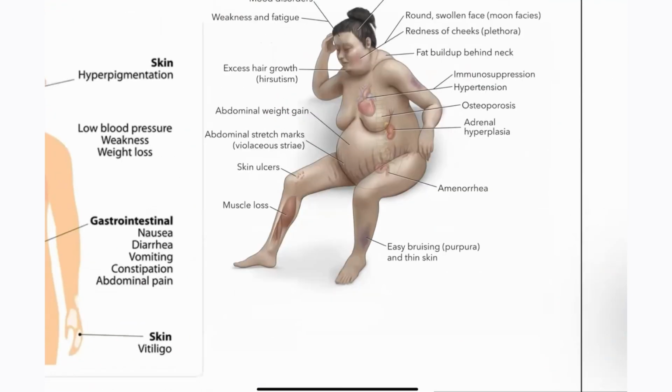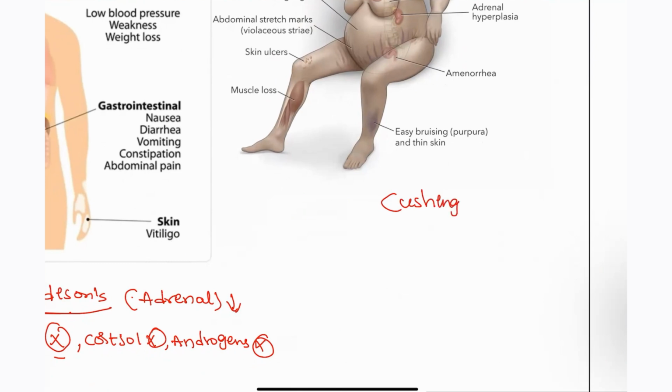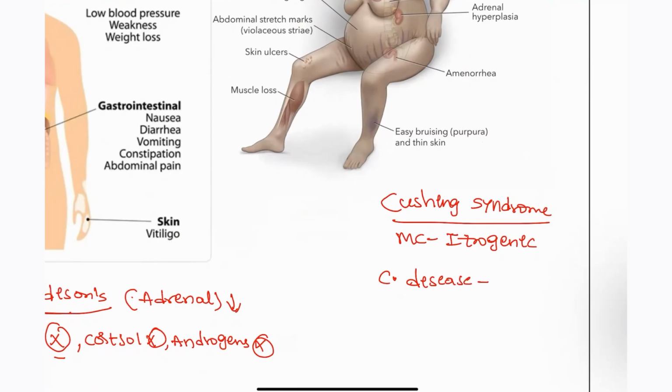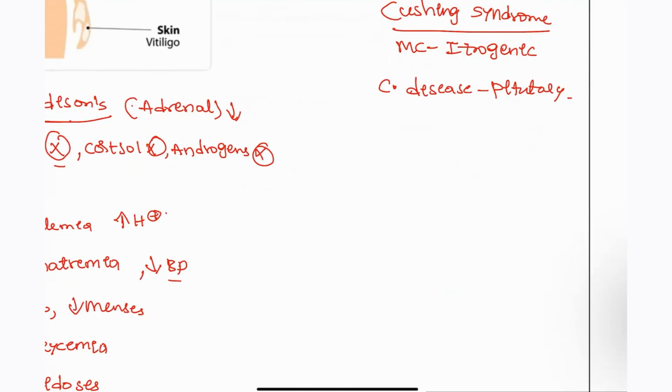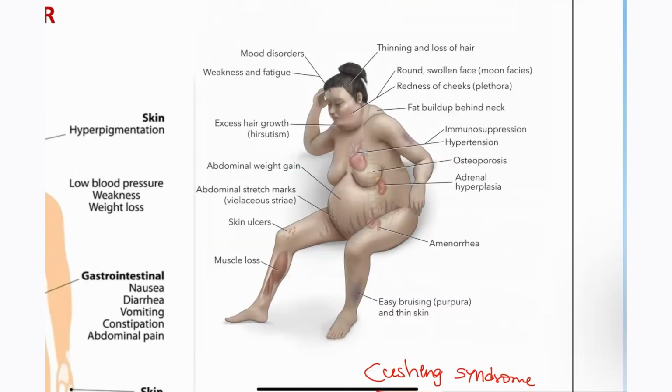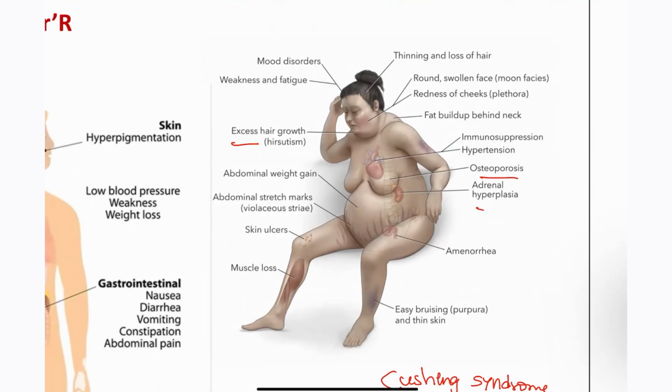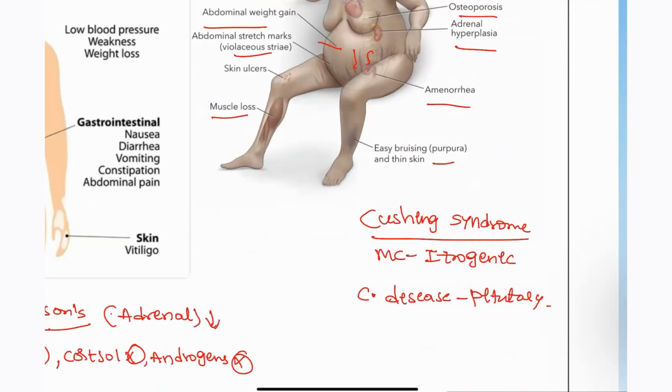Next, here comes Cushing's disease. Okay, Cushing's syndrome. In Cushing's syndrome, the most common cause will be iatrogenic. If it is Cushing's disease, this is due to the pituitary. That is one of the things that you have to remember. Next, what are the effects that you are going to see? Excessive hair growth and also osteoporosis, adrenal hypoplasia, amenorrhea, obesity, central obesity, purple striae like this, and muscle loss, easy bruising, moon facies. This is known as moon facies, and fat. This abdomen and back fat will be seen. These are the symptoms of Cushing syndrome.